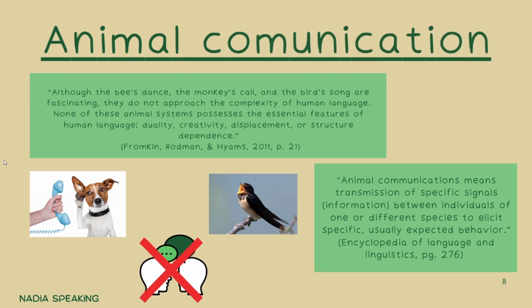Animal communication. While animals can send messages through sounds, movements, or signals, we know that it's not the same as human language. For example, a dog might bark when a stranger comes, or a bird might sing to mark its territory. But these are limited to specific situations, and animals don't combine ideas or create new sentences the way we do.